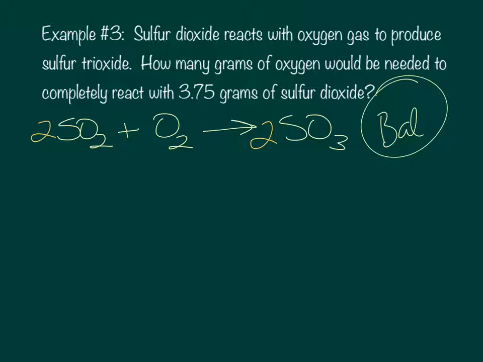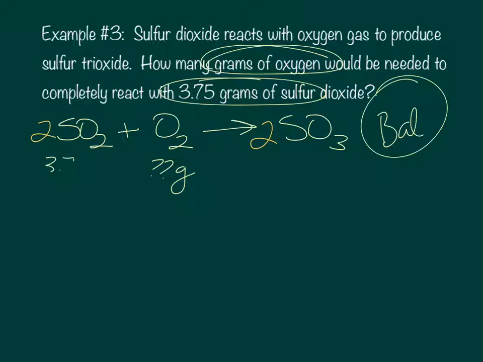All right, next thing. I'm going to label with what I have. I'm looking for grams of oxygen. So I'm looking for this. And I'm given that many grams of sulfur dioxide. So that's 3.75 grams of this stuff. So we're going to be doing that conversion. Okay, so, the wonder fractions.